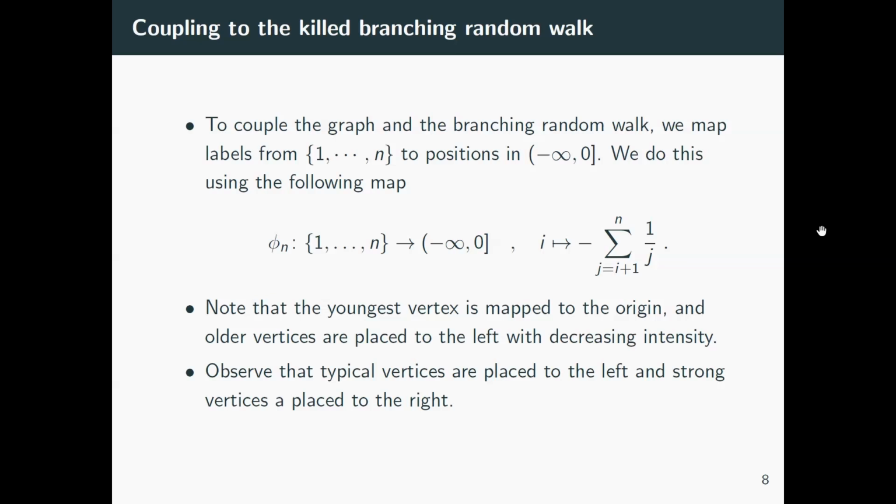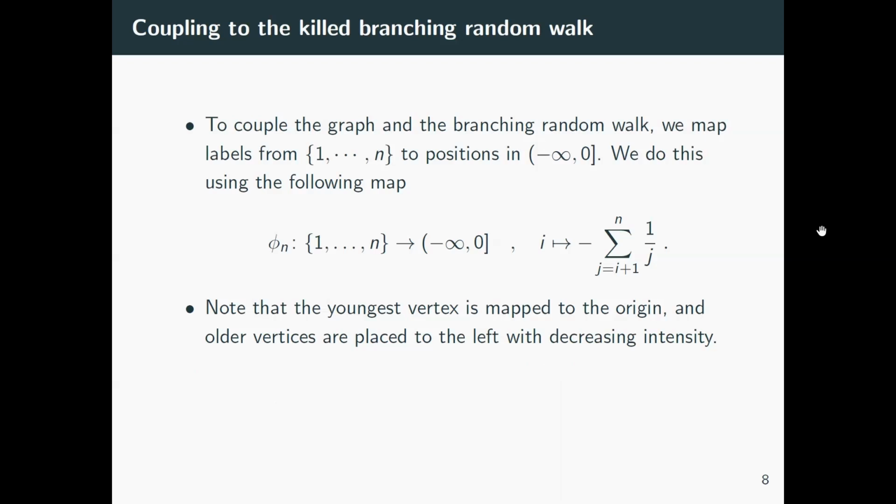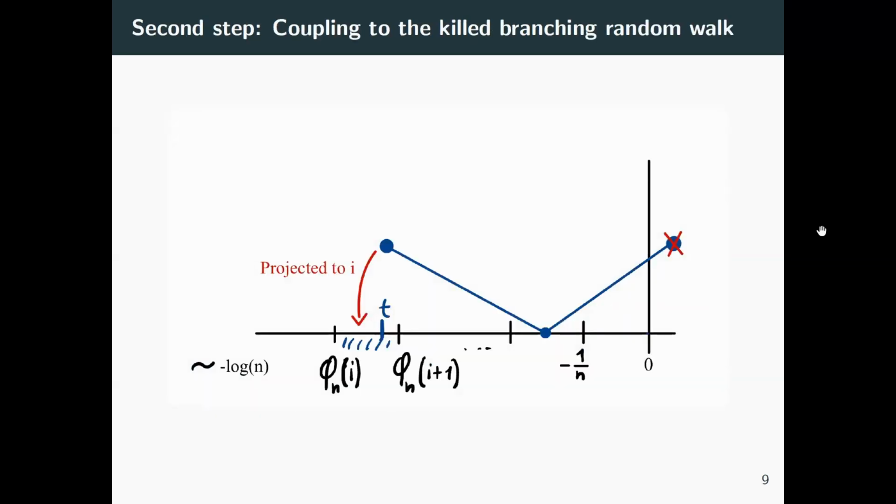And observe that the typical vertices with high index will be placed to the left, and the strong vertices will be placed to the right. But the question now is, okay, I mapped the labels from 1 to n to the negative half line. How is the coupling defined? I think I just explained it in the picture.